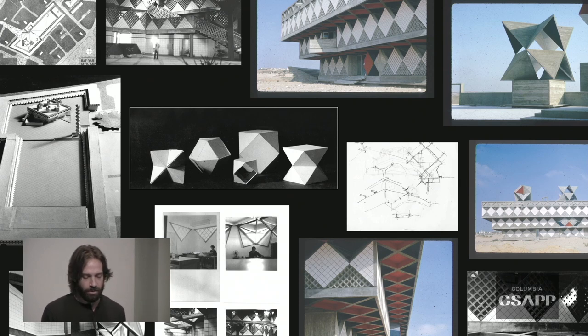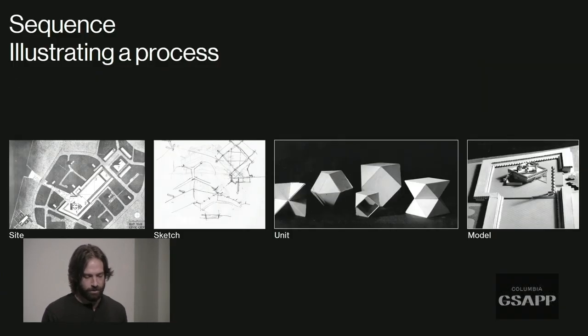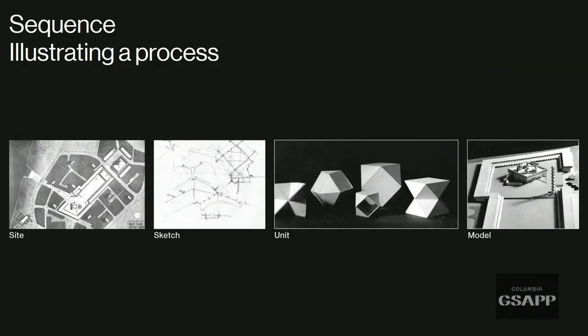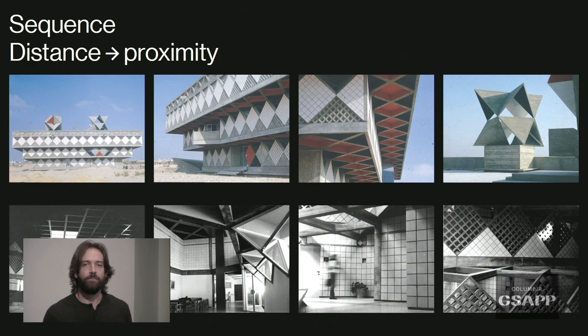And so the work that I set out to do was, first of all, to illustrate a process, beginning with the site, looking at sketches, looking at models that were produced of the individual units that then created a pattern that then created the structure of the building, looking at the model, and then if it was a built project, moving from there into construction. I thought about organizing all of these projects and their images from distance to proximity. So you start with images that are the furthest away, and then you move subsequently closer to the exterior of the space and even into the interior of the space where possible.